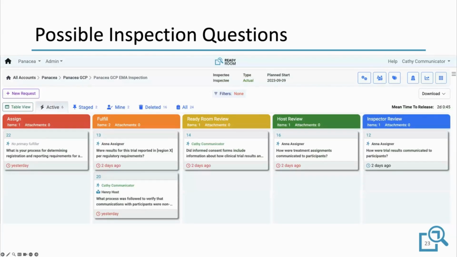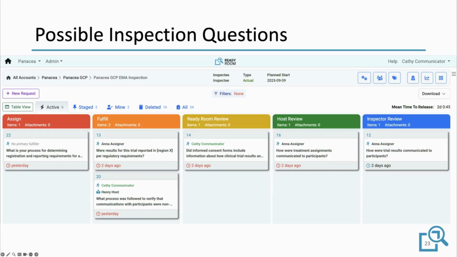So Preeya, do you want to talk about some possible inspection questions? Yep, thank you. So again, here you're seeing an image of the Ready Room tool, and you can see here some of the questions that could come up in this topic around transparency, which could be around, what is your process for determining registration reporting requirements for a new clinical study? Often I find clients that I work with get stuck between, whose responsibility is this? And then have they done it, right? That's always a challenge.